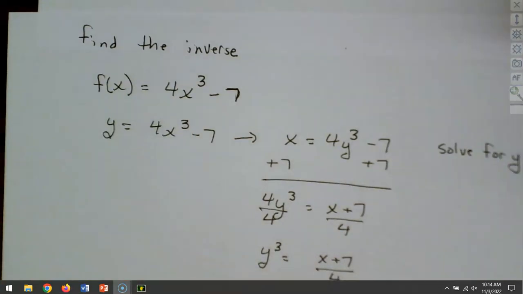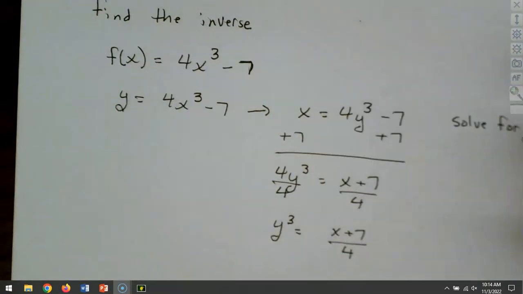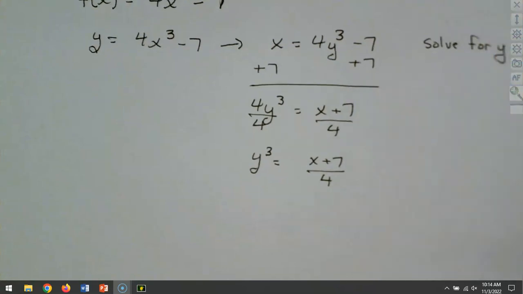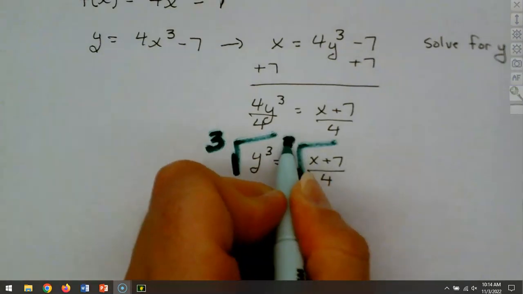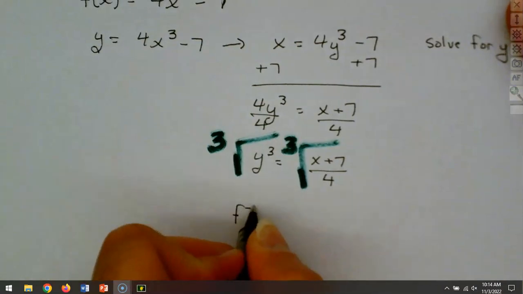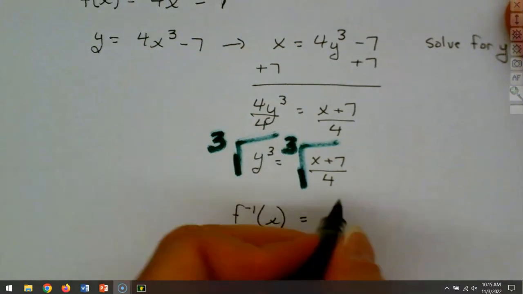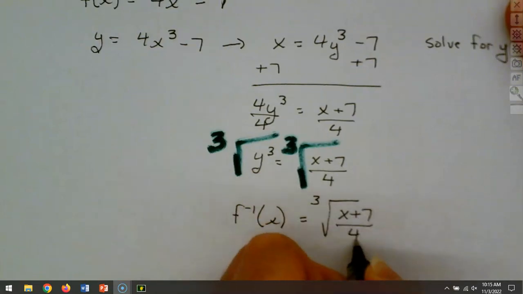And how do we get rid of this? How do we finish this out? Well, how do we get rid of a cube, do you think? What's the opposite of a cube? How do we get rid of a square? We take the square root. So how do you think we're going to get rid of the cube here? Take the cube root. So take the cube root of both sides, and now you've got your inverse. So your new inverse is f inverse of x, and that's going to be the cube root of x plus 7 over 4.